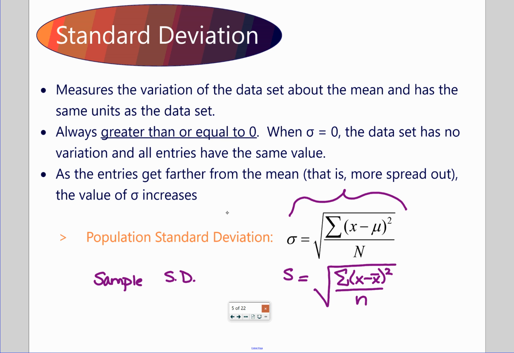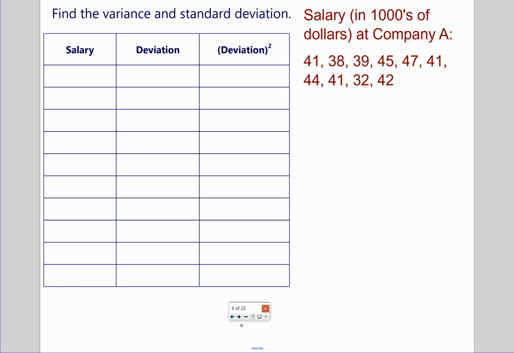All right, so let's look at the table on your paper, and this will probably be our last one for today. We're going to take our salaries here, and we're going to calculate variance and standard deviation. So, starting with variance.